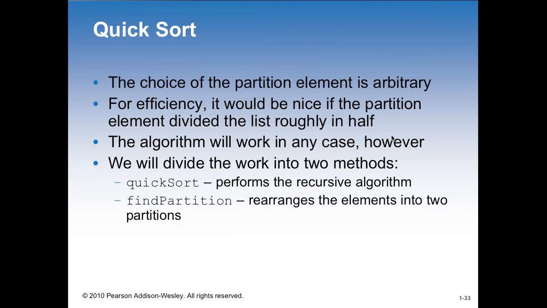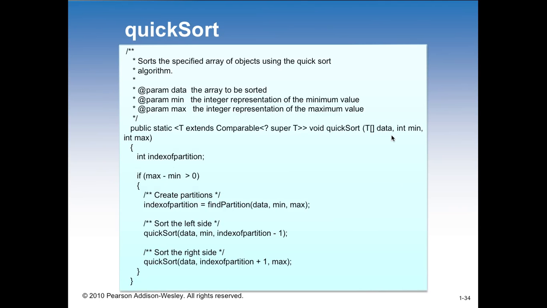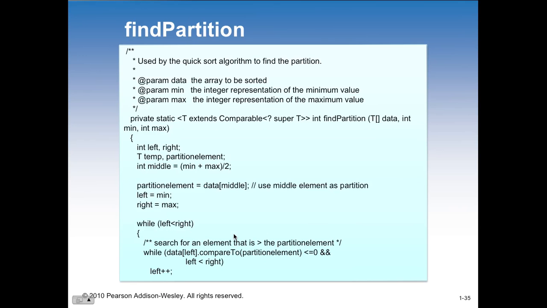So we will divide the work into two methods. We'll have a Quicksort that performs the recursive algorithm that sorts, and then the find partition that rearranges the elements into two different partitions. So it's kind of a two-step process. Our code for this is going to create the partition and then sort the left side and then sort the right side. If we were sorting names in alphabetical order, we could apply the same approach until everybody was actually standing in the right order, by going into both sides.